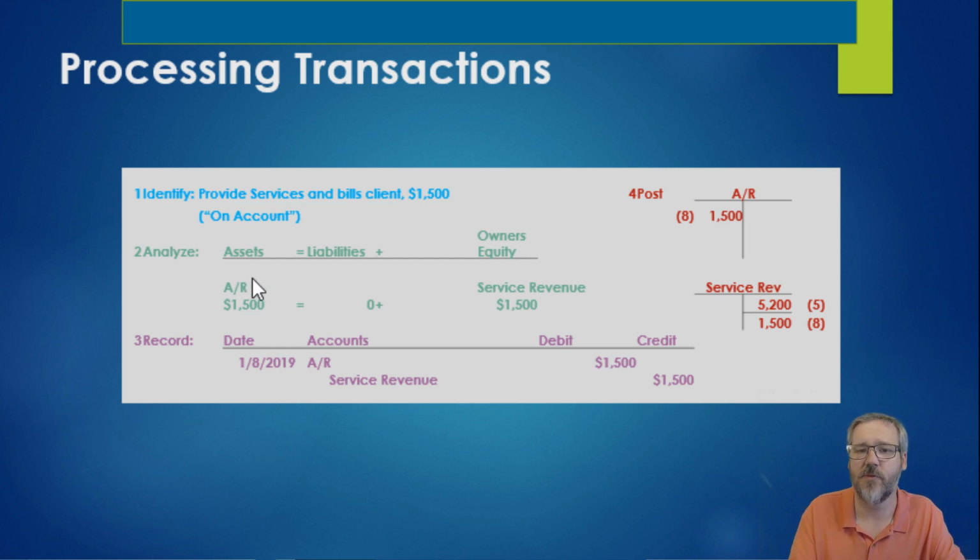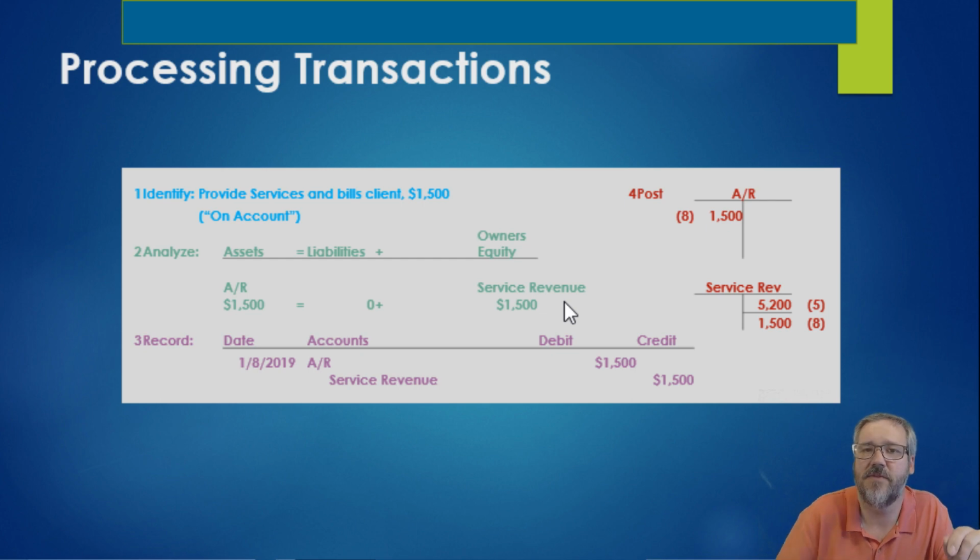So the way that this will work is when we analyze the transaction, I've got a receivable, an asset, accounts receivable, something that someone owes me. It is increasing by $1,500. Whoever I did the service for said, I'll pay you later. That is a receivable of an asset. I expect to receive cash later. I expect to receive $1,500 in cash later for services that I have already performed.